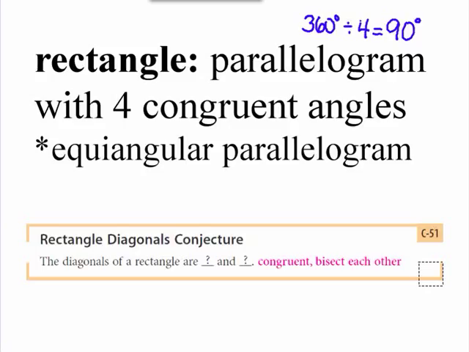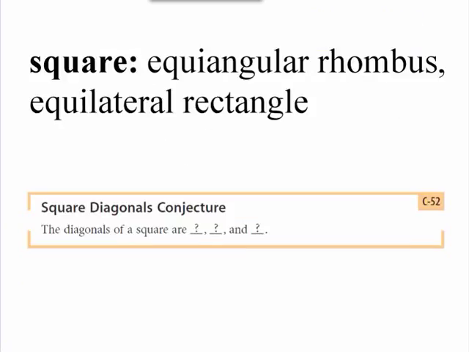Now the last thing we're going to look at today is some properties of squares. Let's refresh our memory a little bit. A square is an equiangular rhombus or an equilateral rectangle. So think about that, an equiangular rhombus. A rhombus has all 4 sides the same. Equiangular means all angles have to be the same. With a rectangle, all angles are the same, and equilateral means all sides are the same.